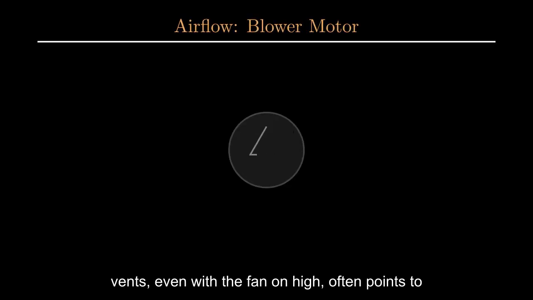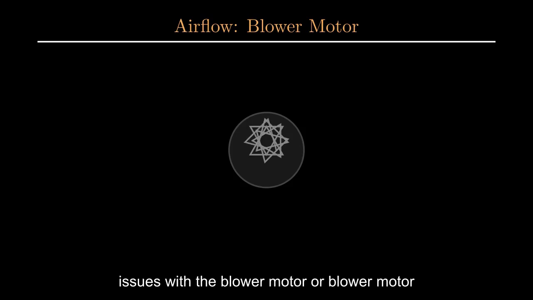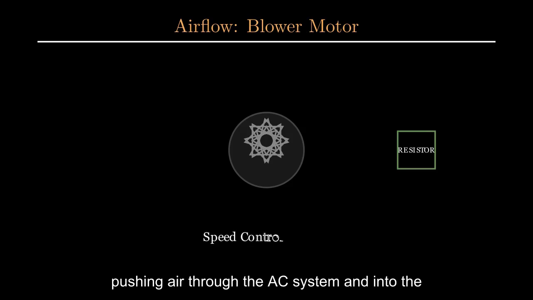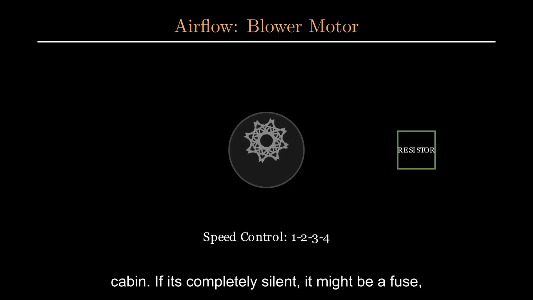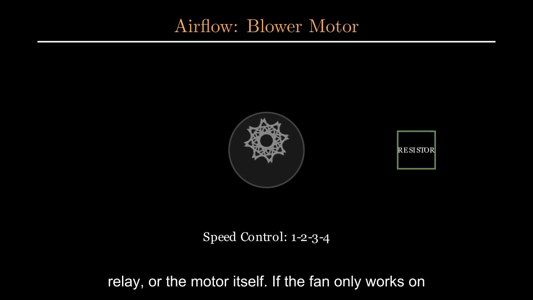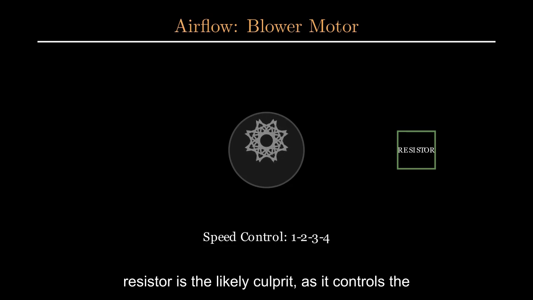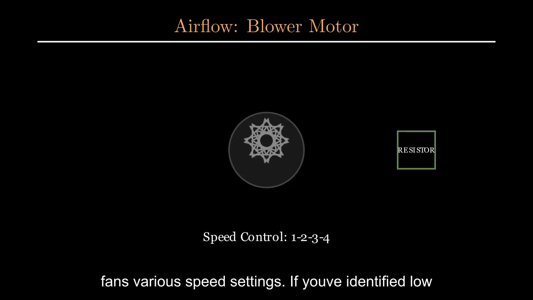Weak or no airflow from the vents, even with the fan on high, often points to issues with the blower motor or blower motor resistor. The blower motor is responsible for pushing air through the AC system and into the cabin. If it's completely silent, it might be a fuse, relay, or the motor itself. If the fan only works on certain speeds, especially high, the blower motor resistor is the likely culprit, as it controls the fan's various speed settings.